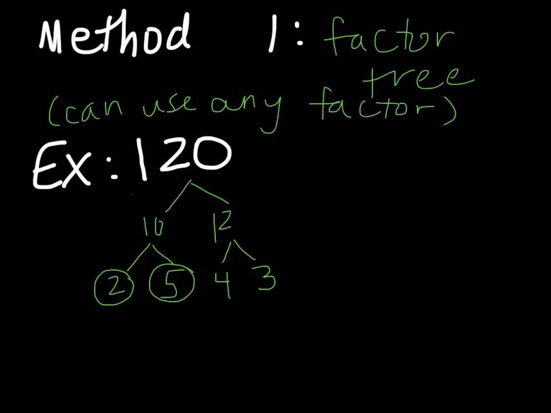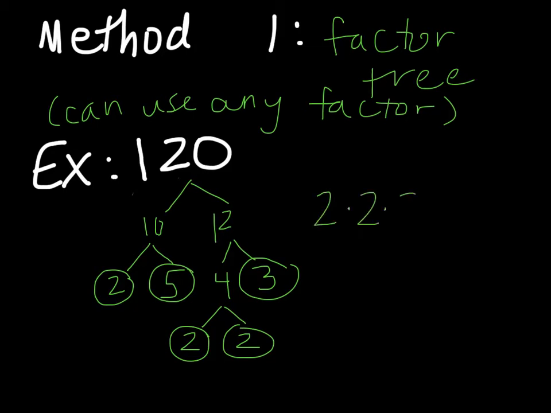I say, is the number 4 prime? No. So I'm going to branch it off. Is the number 3 prime? Yes. The number 4 comes from 2 times 2. 2 is prime. 2 is prime. The prime factorization of 120, we always write it in numerical order. So we say it's 2 times 2 times 2 times 3 times 5. Okay? I can also write that with exponents and say 2 to the third times 3 times 5.